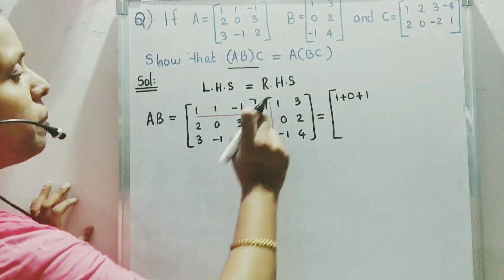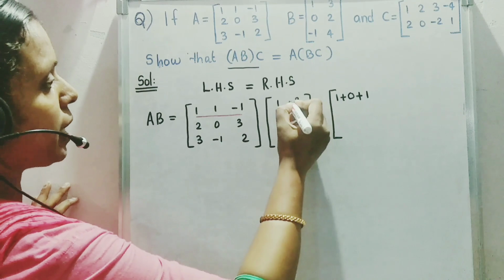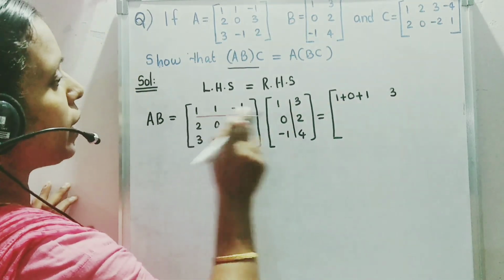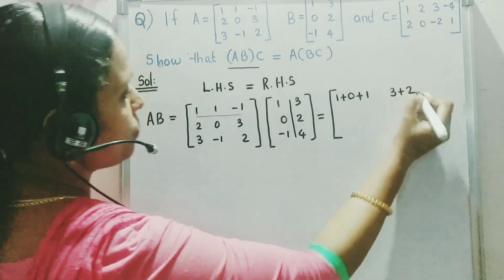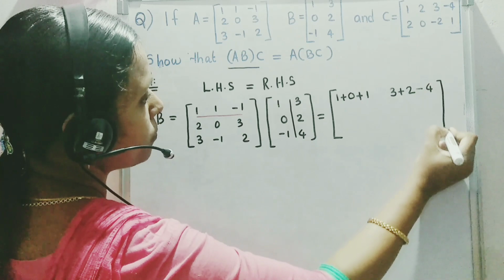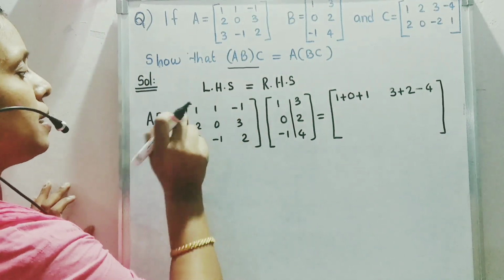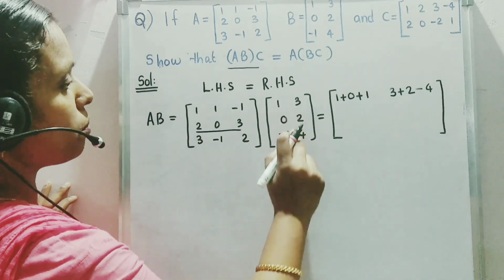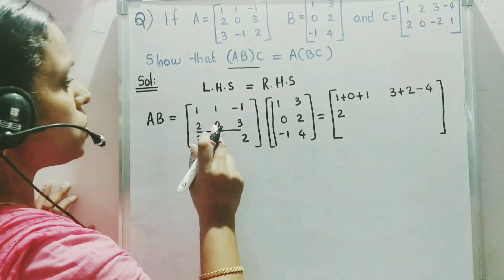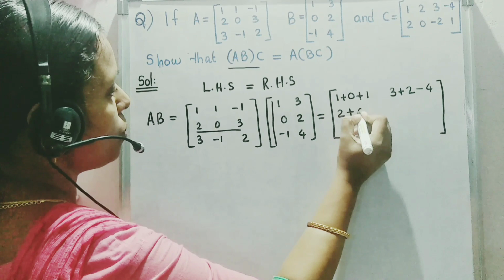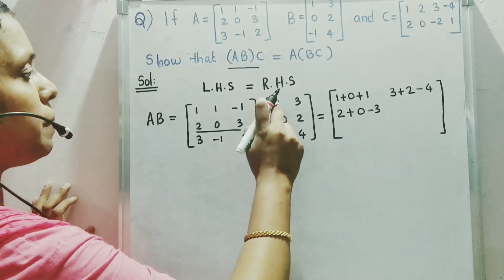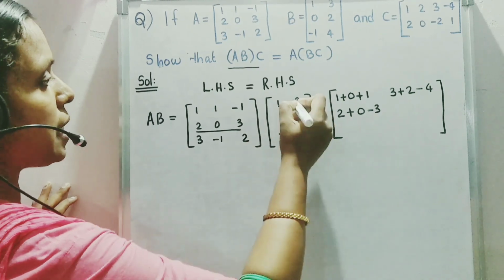Next we multiply first row with second column. That is 1 into 3, we get 3. 1 into 2, that is 2 plus 2. Then negative 1 into 4, that is negative 4. Next we multiply second row with first column. That is 2 into 1, we get 2. 0 into 0 plus 0. 3 into minus 1, minus 3. Next we multiply second row with second column.